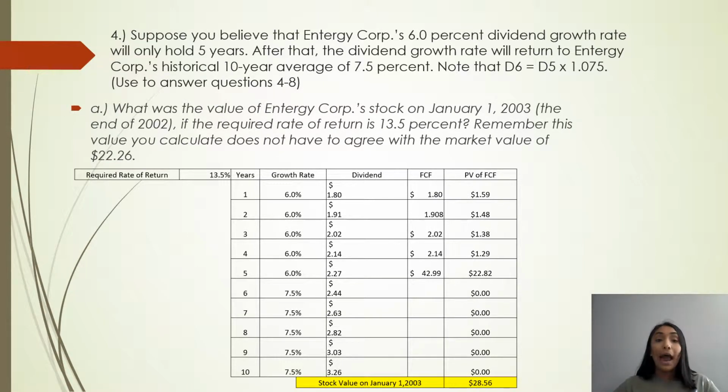So on question 4, I had to find the stock price value with a required rate of return of 13.5%. What I did is I used the dividends at a growth rate of 6% until year 6. I then changed that to 7.5% and calculated the future cash flows. Then I used the future cash flows and the required rate of return to calculate the PV of future cash flows. I then summed those up to get the stock value on January 1st, 2013 of $28.56.